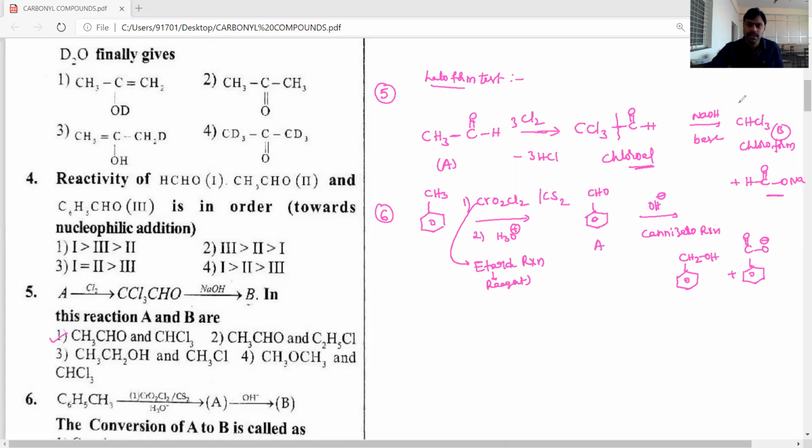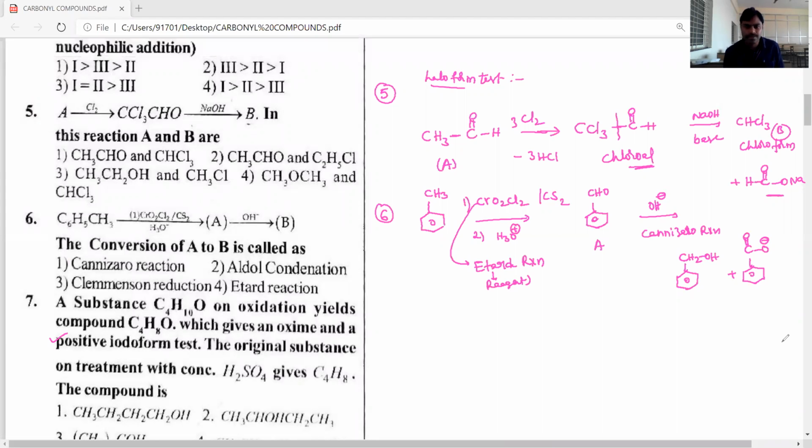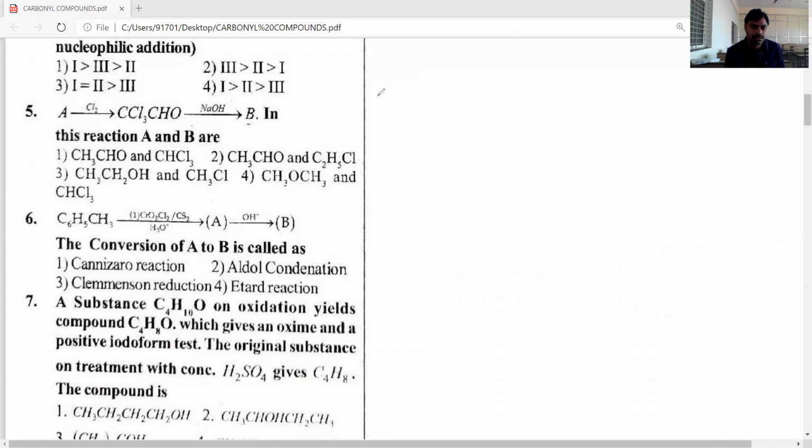Okay, now let's see the given options. The conversion is A to B, the formation of A to B. This is the B product. This reaction is known as the Cannizzaro reaction. Okay, so your answer is the first option. Okay, let's go for the seventh question.